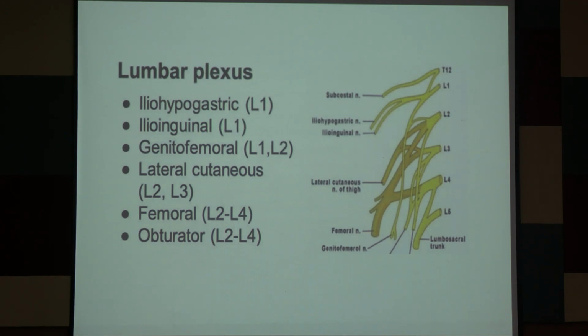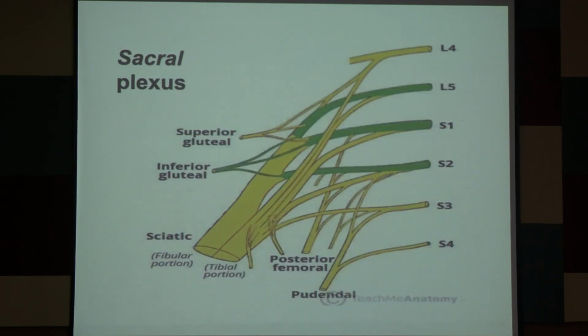The lumbar plexus, as you can see, is formed from T12 to L5, and the femoral nerve is formed by the ventral rami of L2 to L4. And this is the sacral plexus, and the sciatic nerve develops from L4 to S3. As you all know, the sciatic nerve is the thickest nerve in the body, right?